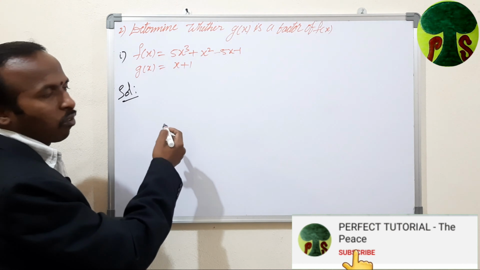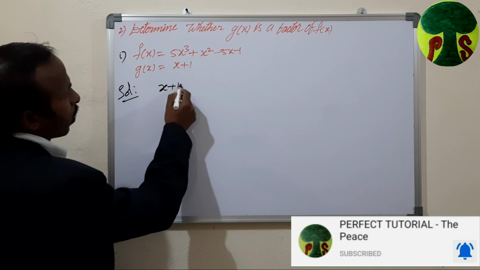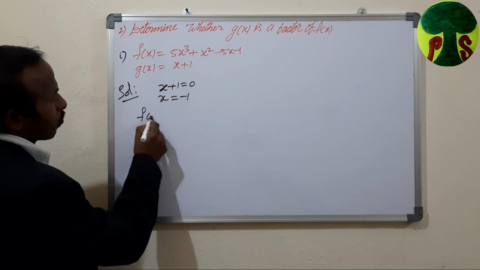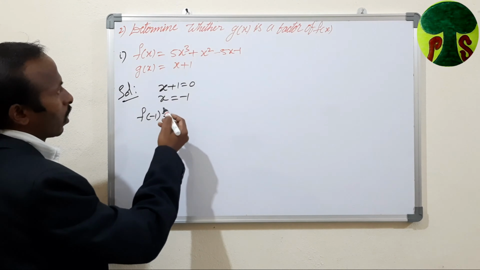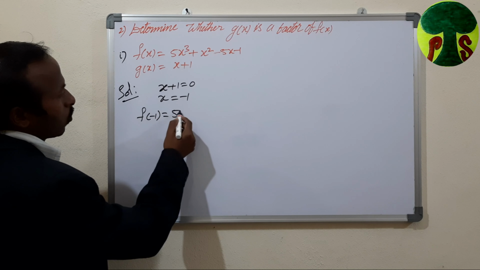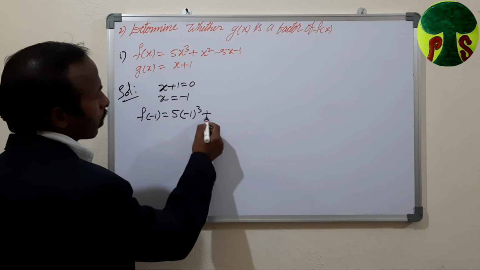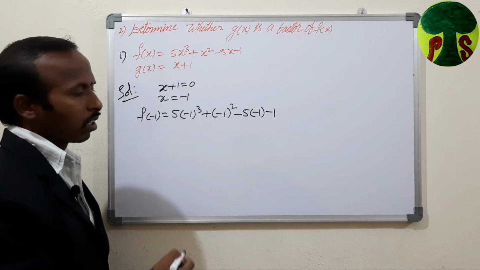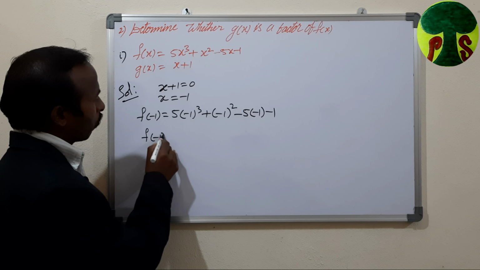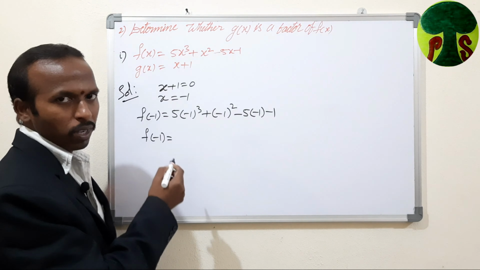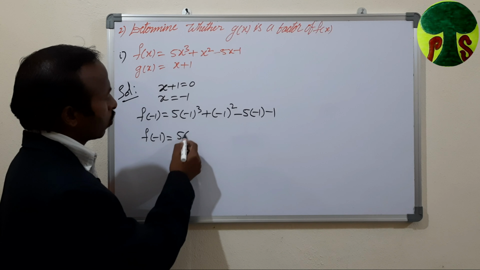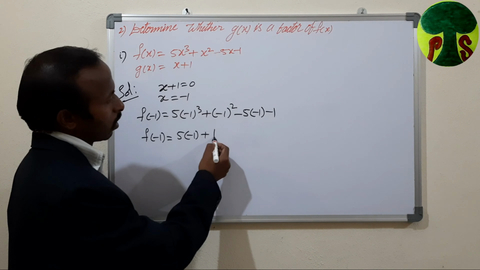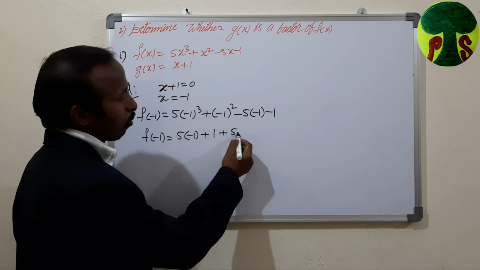Now g of x equals x plus 1, so x plus 1 equals 0, x equals minus 1. So f of minus 1 equals, you have to substitute minus 1 in place of x. So 5 into (minus 1) whole cube plus (minus 1) whole square minus 5 into minus 1 minus 1. Now f of minus 1 equals: (minus 1) cube is nothing but minus 1, so 5 into minus 1, plus (minus 1) whole square becomes plus 1, minus into minus plus 5, minus 1.